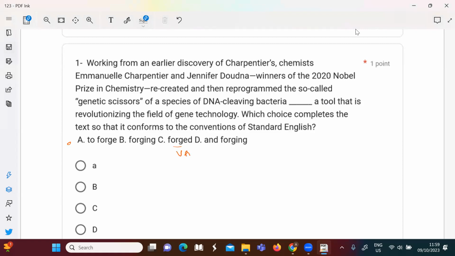Forged, this is a verb. It's finite. But forging and to forge, these are not verbs يا جماعة. We call them non-finite. Examples.